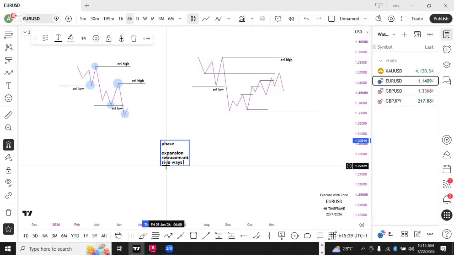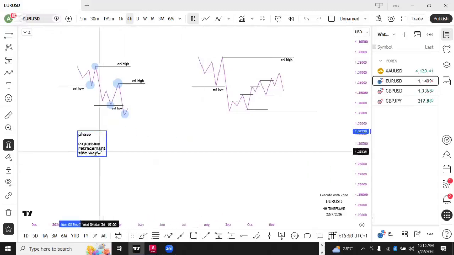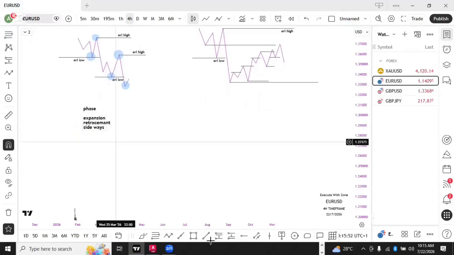These three phases are very important for you to understand, and these phases are the heartbeats of every market. What did I mean by this? Let's use an uptrend, for example.